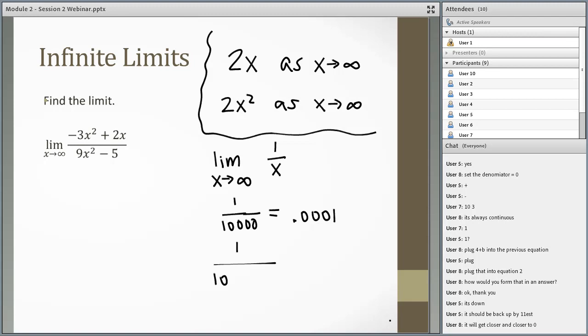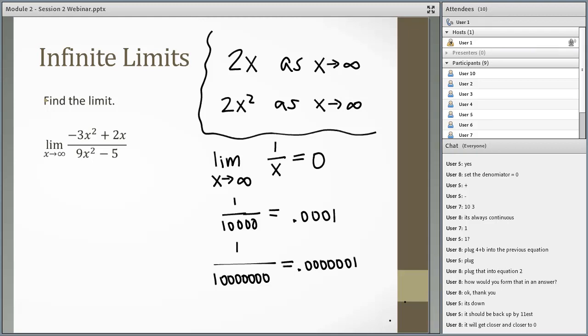So let's say I plugged that in. This is what I would get. So as I choose larger and larger x values, so as x goes to infinity, 1 divided by larger and larger values is getting smaller and smaller. So it's getting closer and closer to 0. So the limit as x approaches infinity of 1 over x is 0.